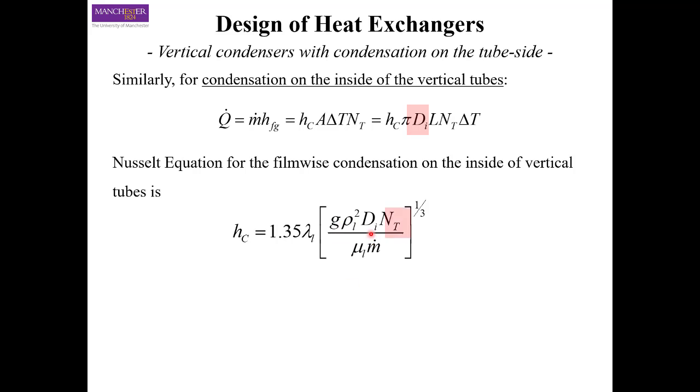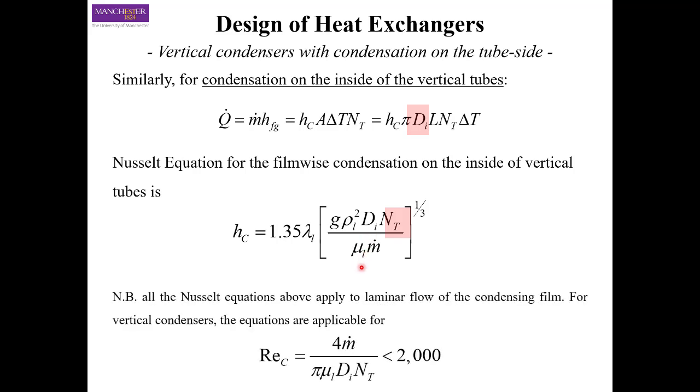Now these equations are again just like the case for horizontal condenser. They are developed for laminar systems where the condensation is happening and flowing inside the tube in a laminar flow, and you can use the value of Reynolds number to make sure that you are in laminar flow, and then you have to use this equation here where you are considering the diameter of the inner tube and the number of tubes.